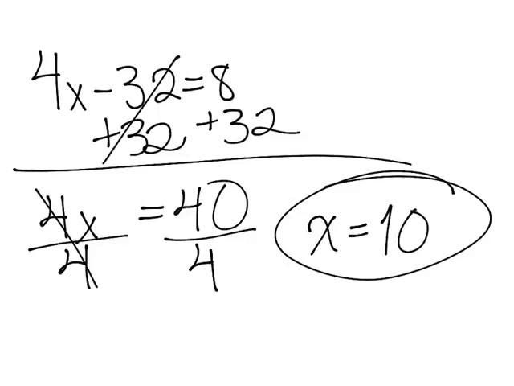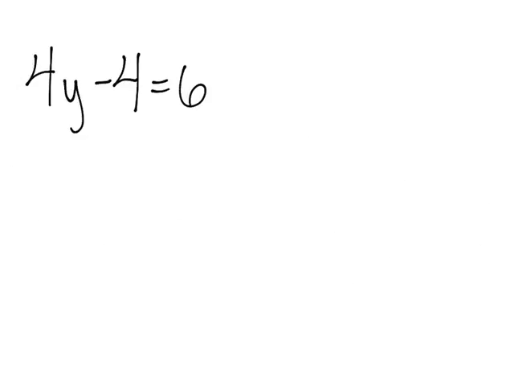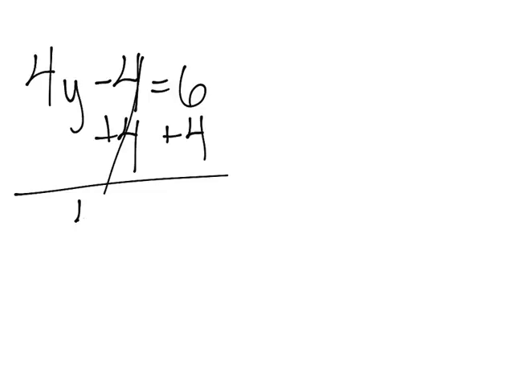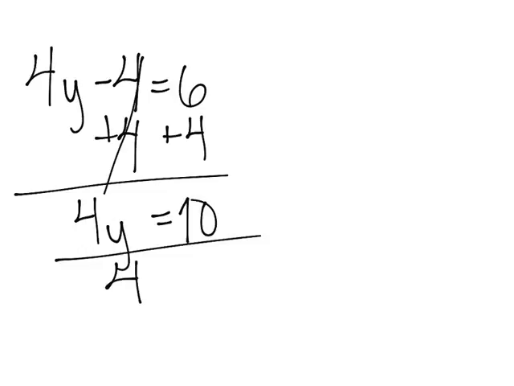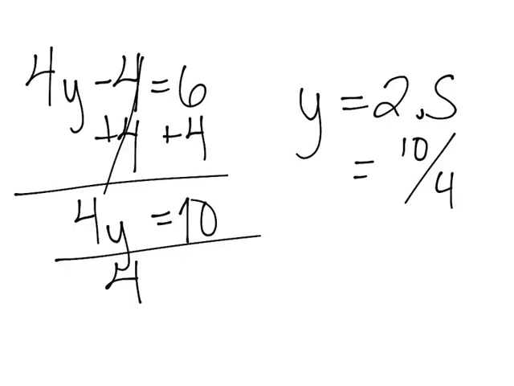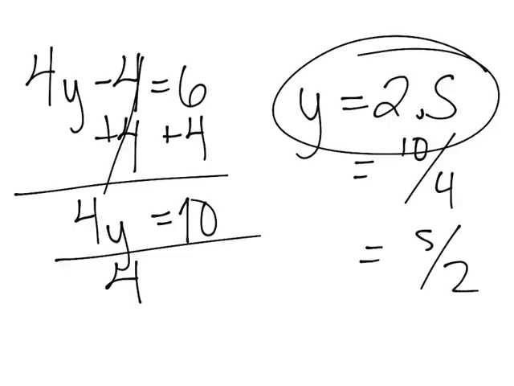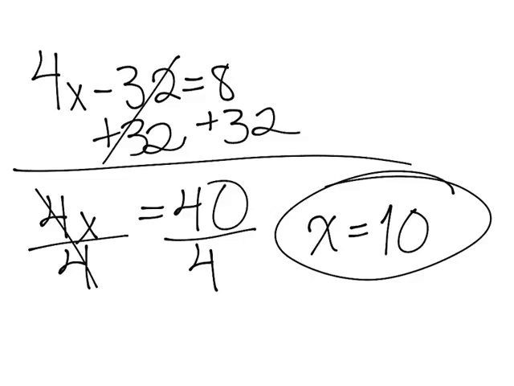Now for y, we add 4 to both sides. 4y is equal to 10, and now we divide both sides by 4, and we get that y is equal to 2.5, or just 10 divided by 4, or 5 divided by 2. So we just solved for x and y, and that's it.